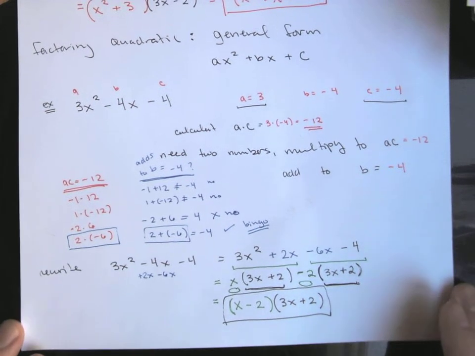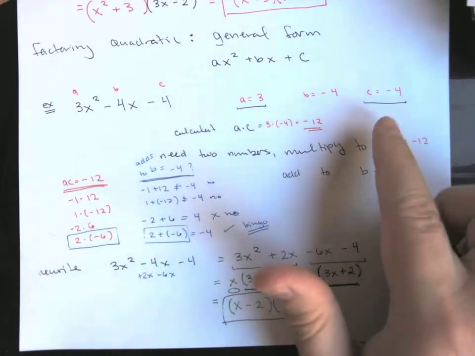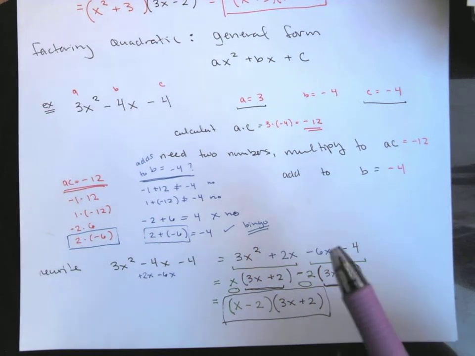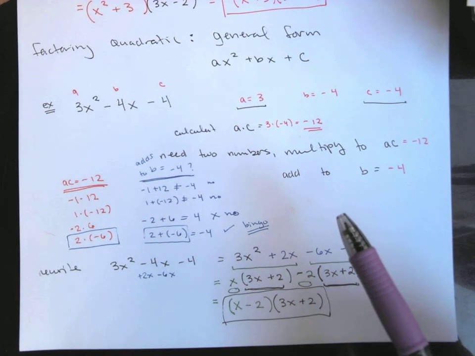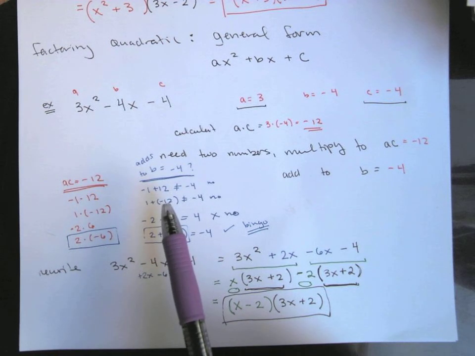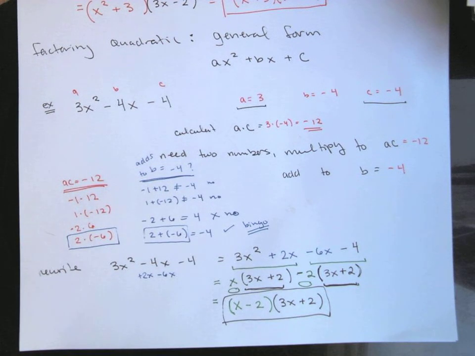So we're using this a and the c term together, multiplying them together to find the number we need to factor down. We get our factor pairs, the multiplication pairs, to get to negative 12, and then we need them to add up to that number in the middle. And that's the idea.